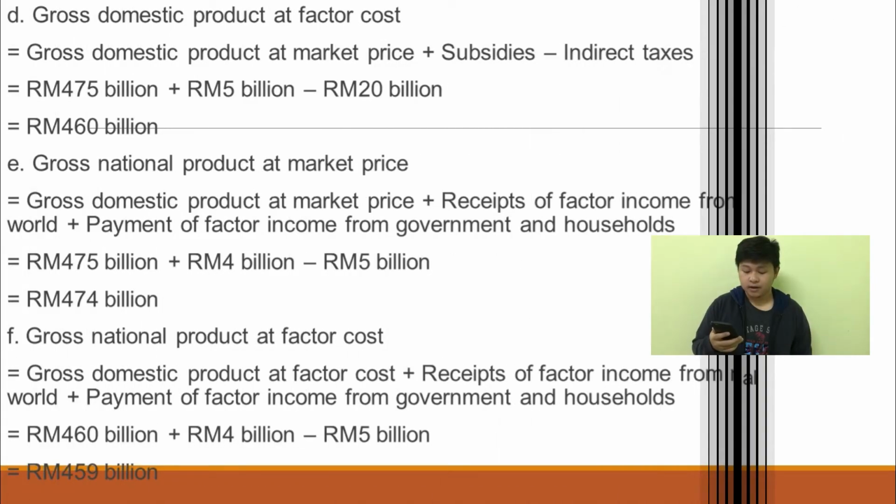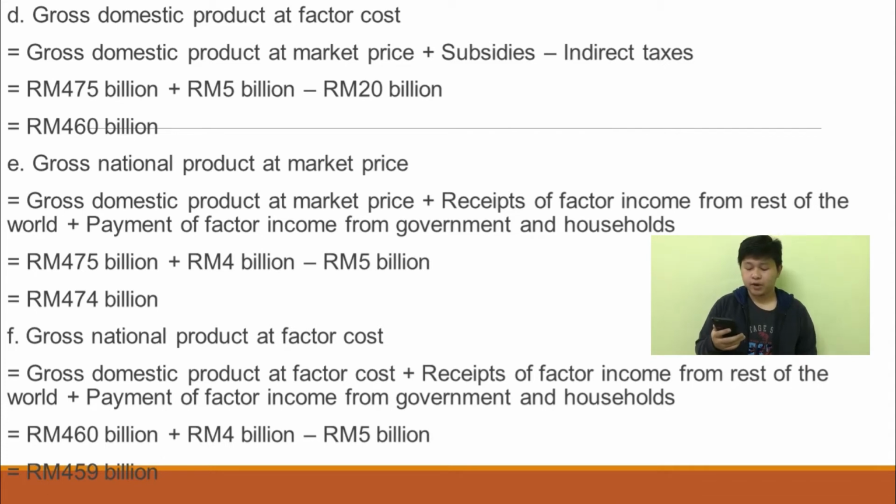Now the fourth question, gross domestic product at factor cost. You must find the subsidies and indirect tax in this question. So what you must do first is find the gross domestic product at market price, and then add the subsidies that you found, and then subtract the indirect taxes. So the gross domestic product at market price is 475 billion plus 5 billion and then minus 20 billion ringgit. So the total amount will be 460 billion ringgit. That will be the correct answer.